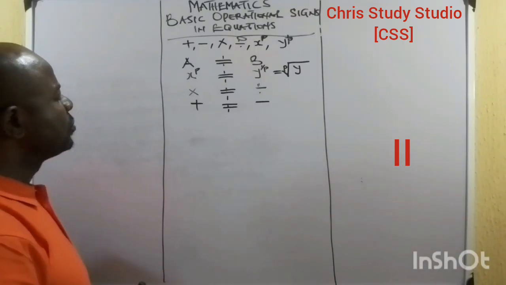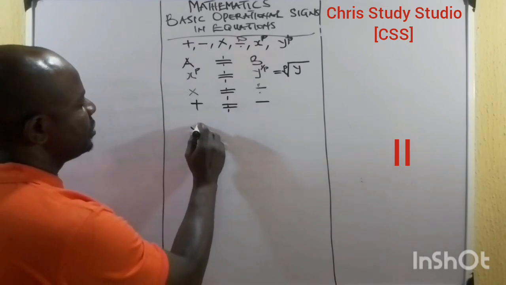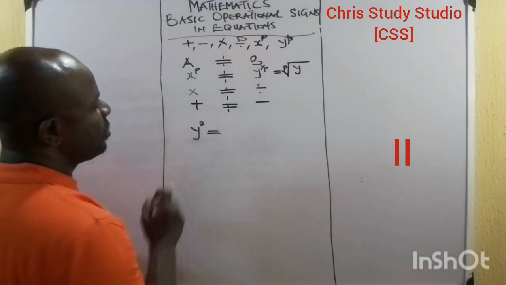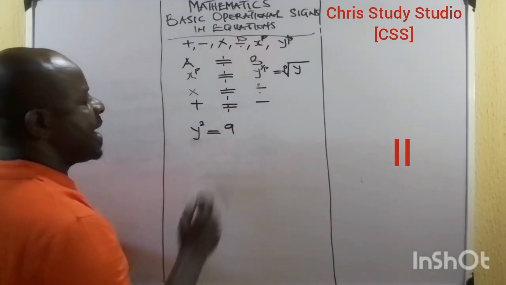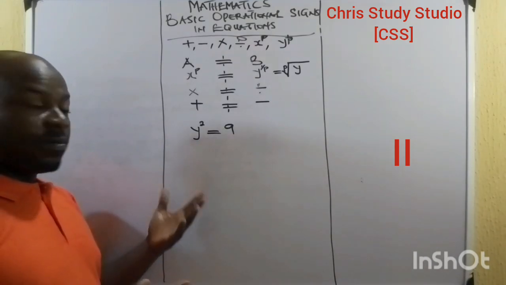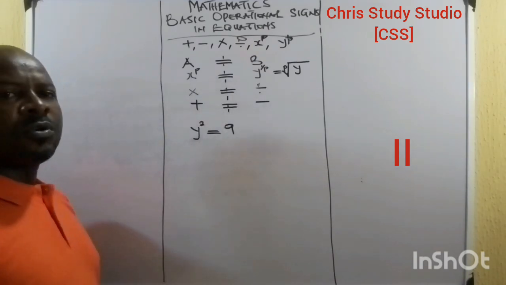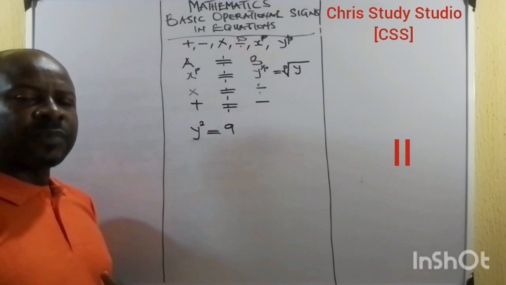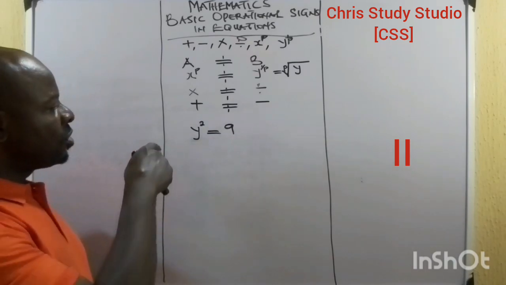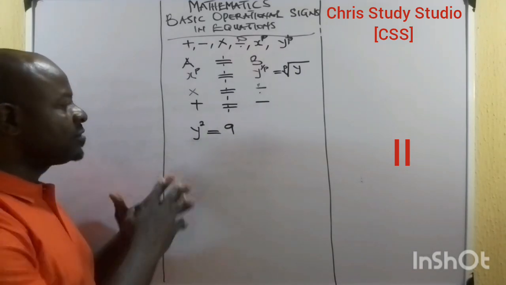Let's take for example, we have a function y raised to power 2 equals 9, and we are asked to find y. What this means is that for us to get to y, we need to remove what appears to be a constraint, a hindrance, a stumbling block from us getting to y. Because we want to get to y, we want y to stand alone.